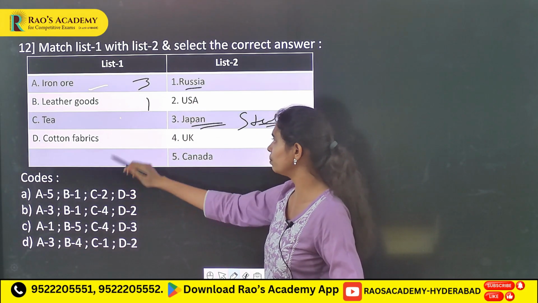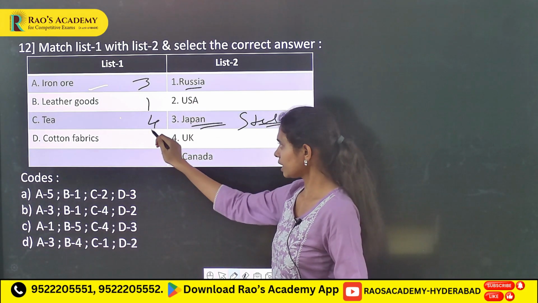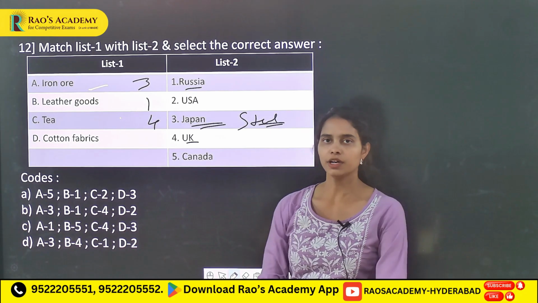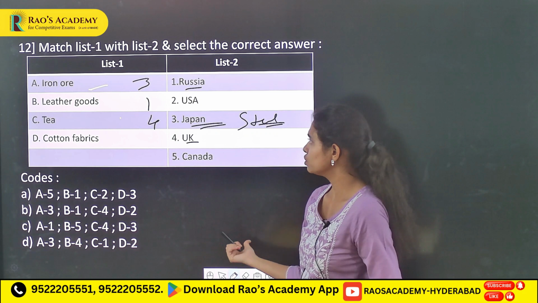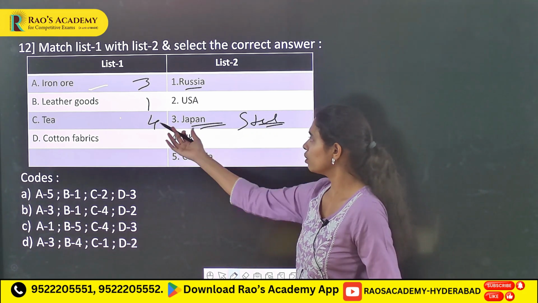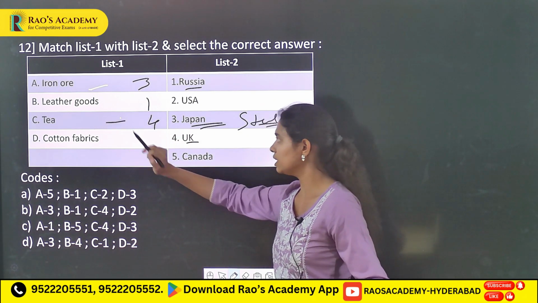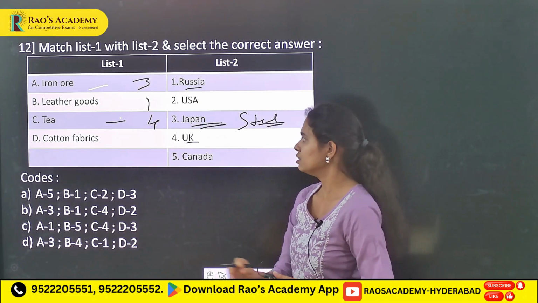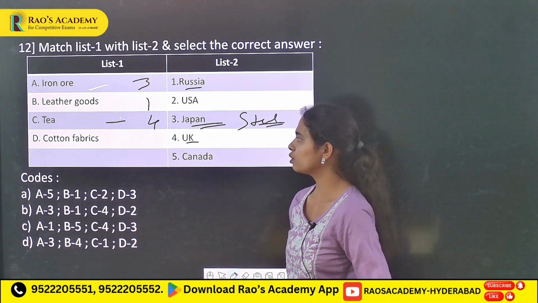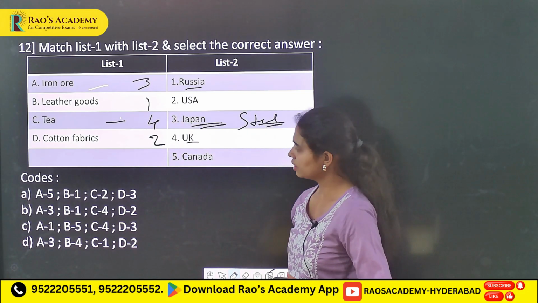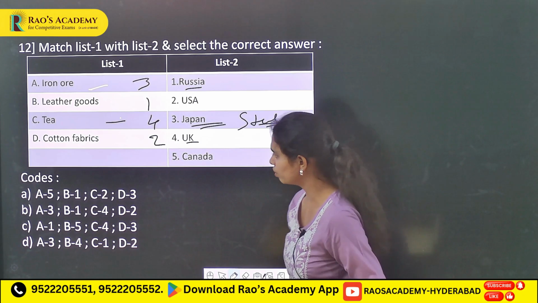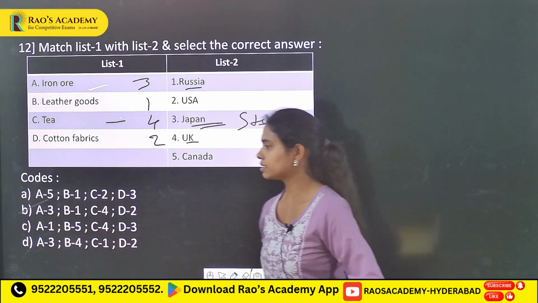Then followed by tea. Usually it is the UK, because the UK, having colonized India for about 2 centuries, greatly got addicted to tea and the habit of drinking tea. Then followed by cotton fabrics. These cotton fabrics were greatly exported to the USA. So with regard to that, the correct code is 3142, that is option B is the correct answer.